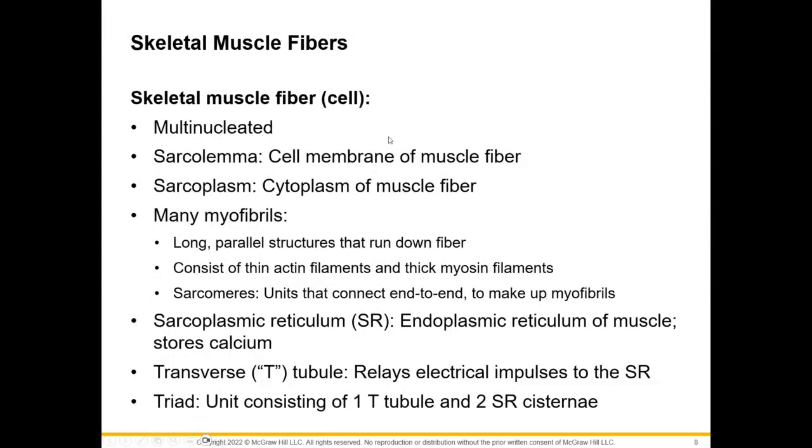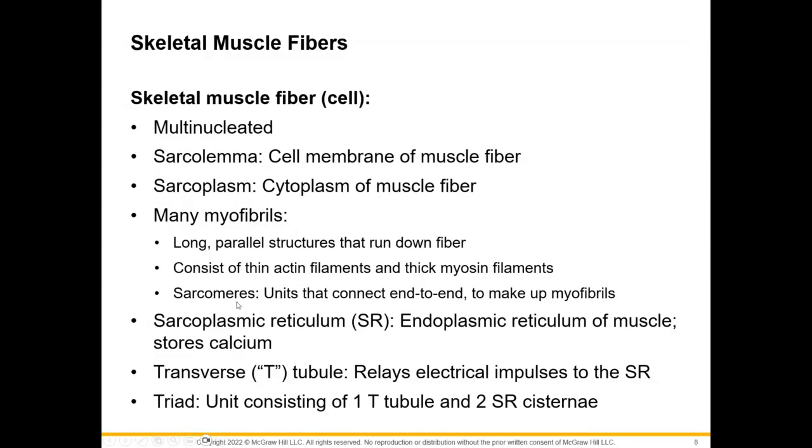Let's talk about the individual skeletal muscle fibers, or the cell. You'll recall from the chapter on tissues that they are multinucleated. You do have a cell membrane that covers it. We call it a sarcolemma. In other cells, we often just call it a plasmalemma. Then the skeletal muscle cell fiber does have cytoplasm that we specifically call sarcoplasm. And then you have many myofibrils within the muscle fiber, as you saw in that earlier picture. These are long parallel structures. They run down the fiber. They consist of thin actin filaments and thick myosin filaments.